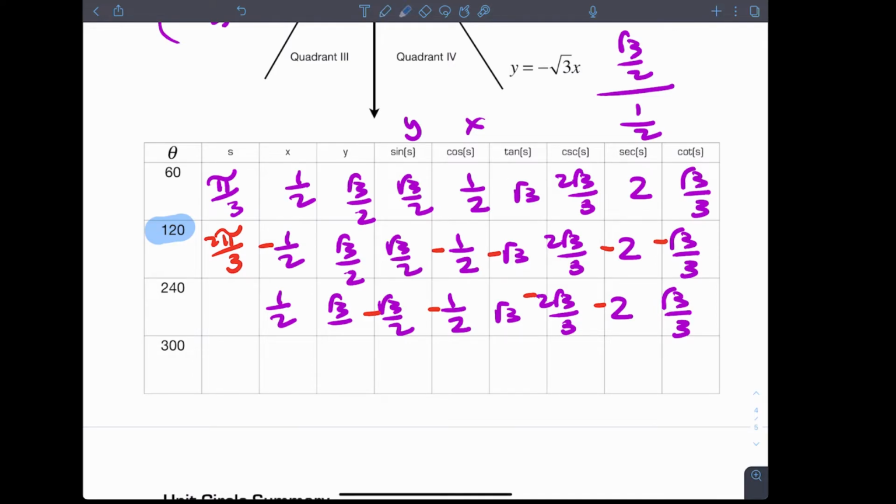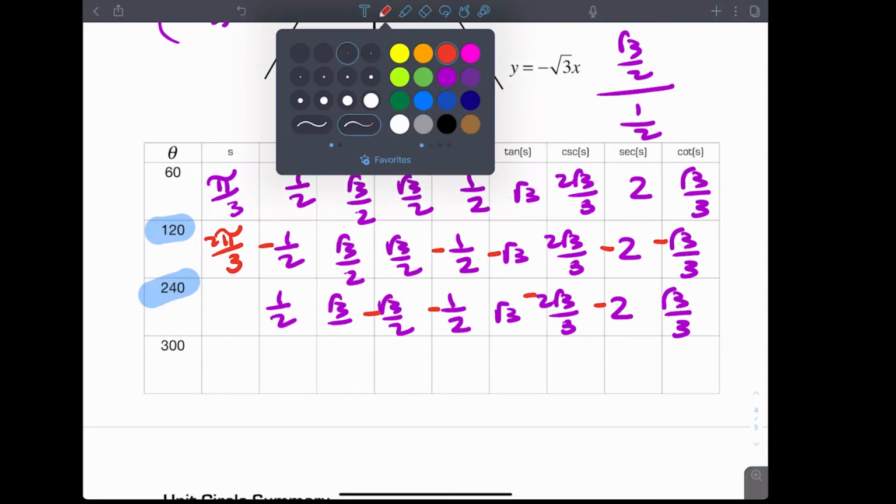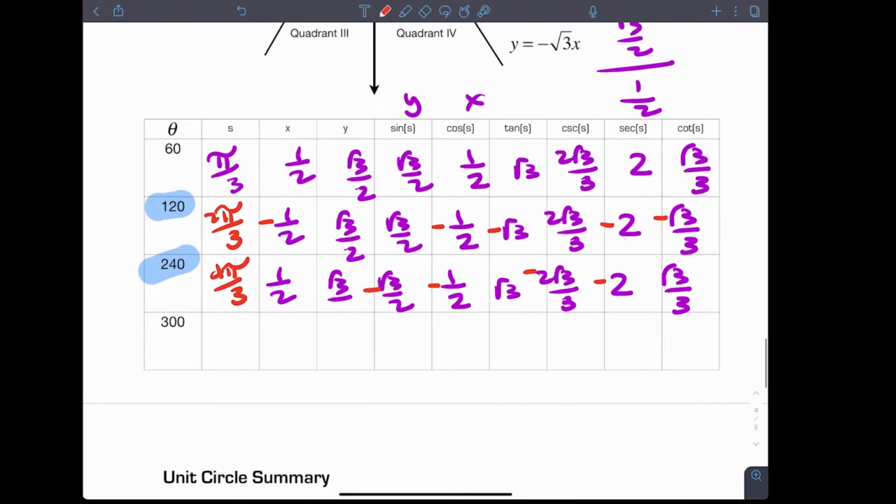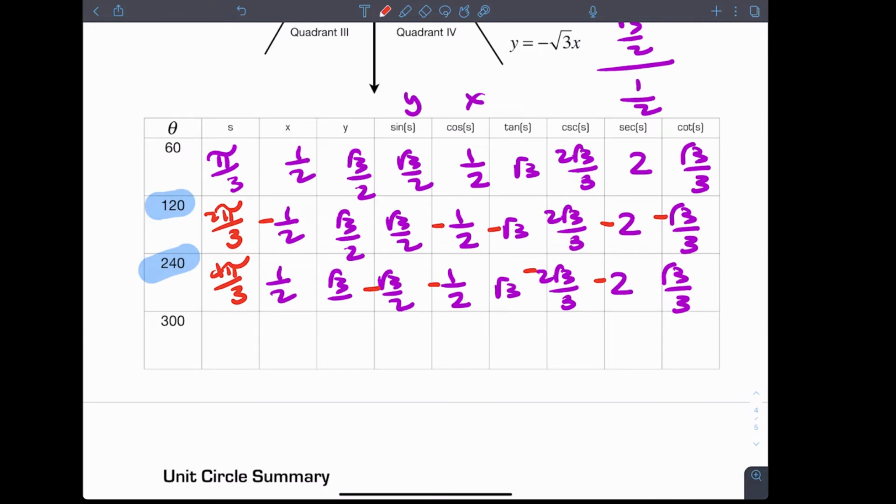And what's that angle? 240. 4 pi over 3. On which one? Must have got rid of it. Okay.